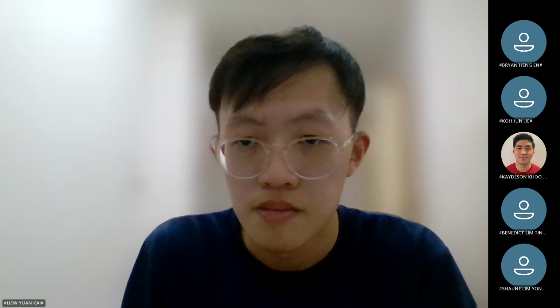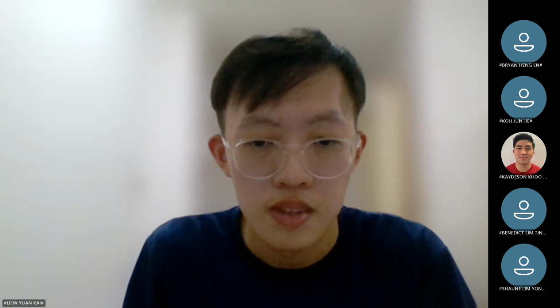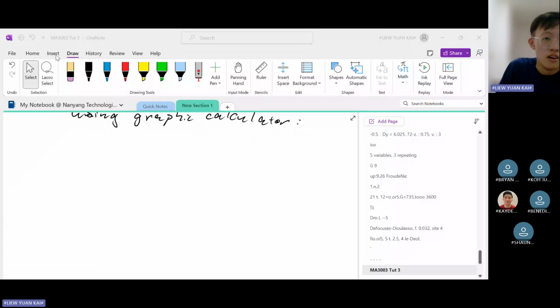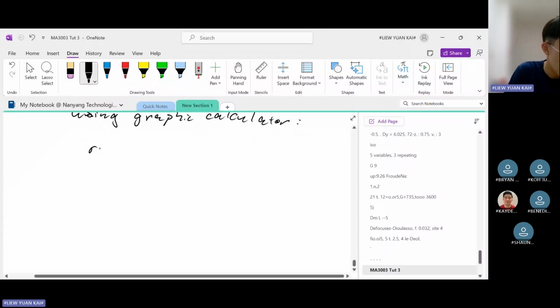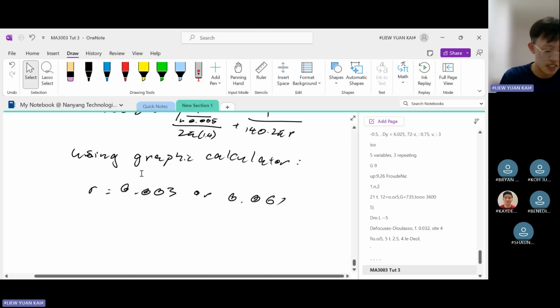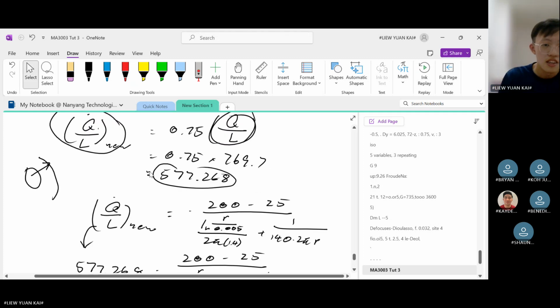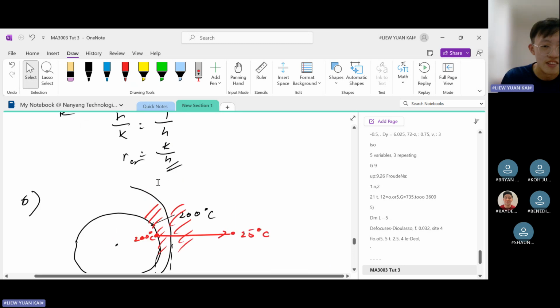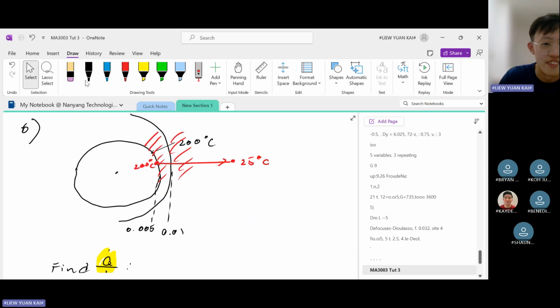Okay. So let me go back to my OneNote. Our graphic calculator told us there are two answers. One possible answer is 0.03. Another one is 0.061. Now, let's see what happens if it is 0.03. Take a look at the diagram that we labeled.